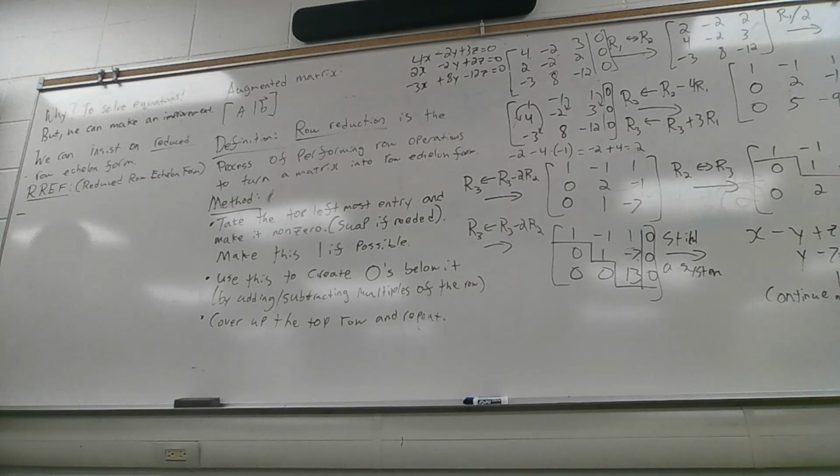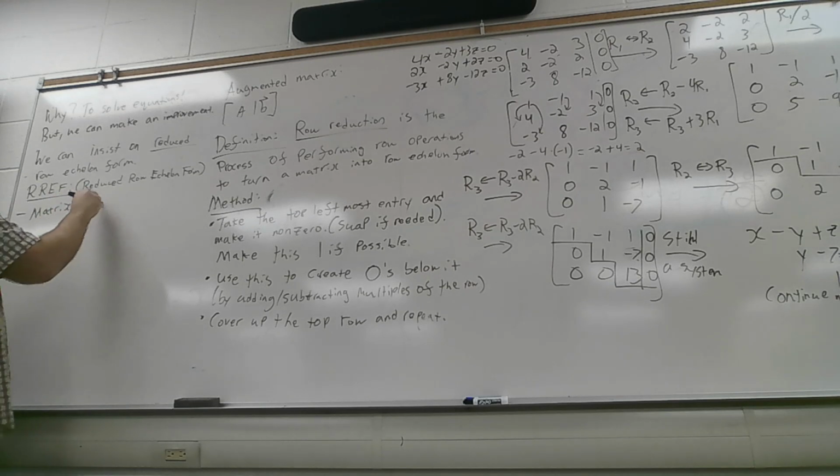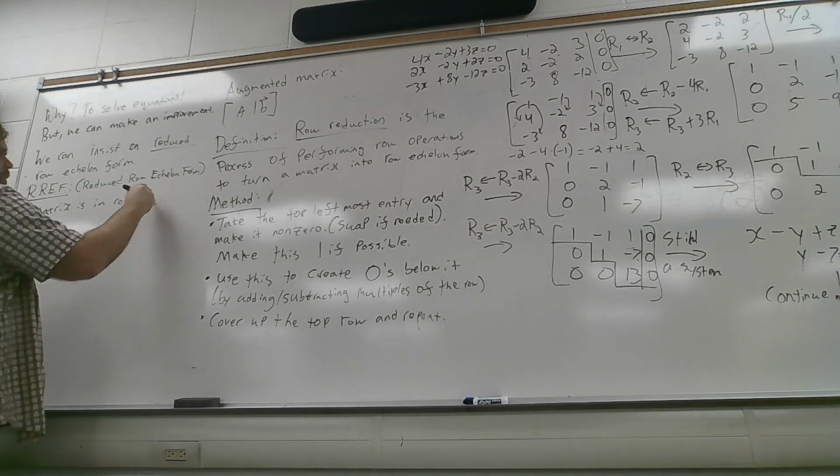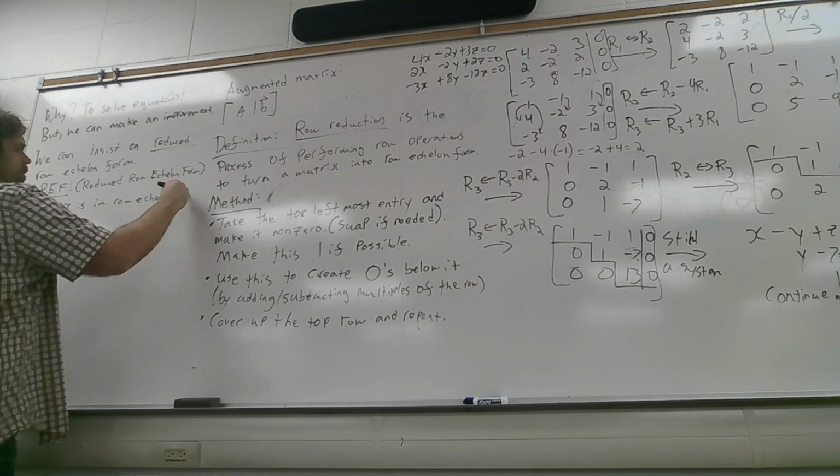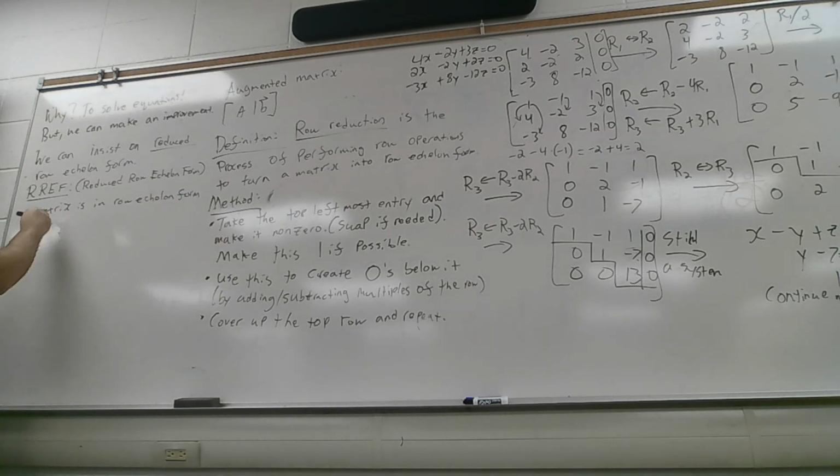So it satisfies three properties. The first one is, take away the reduced: it is a row echelon form. So the matrix is in row echelon form. Again, that just means it has the nice staircase where you got zeros all below everything, right? Your concrete foundation is 0.